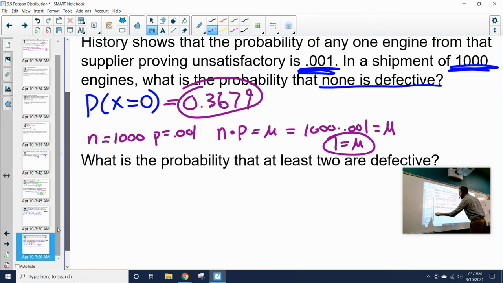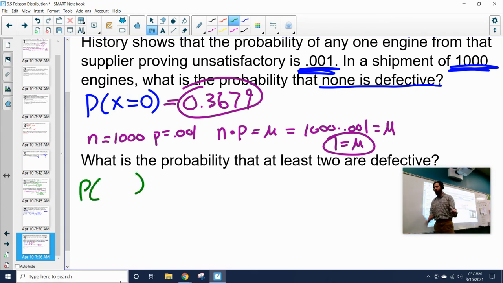Very last question that we're going to do. What is the probability that at least 2 are defective? At least means the minimum number is 2, so x is greater than or equal to 2, because at least 2 is 2, 3, 4, 5, 6, all the way up. Normally I would have to add all the numbers greater than or equal to 2, so 2, 3, 4, 5, 6, 7, 8, 9, on and on. But just like with binomial distribution, it's much easier for us to think in the opposite.